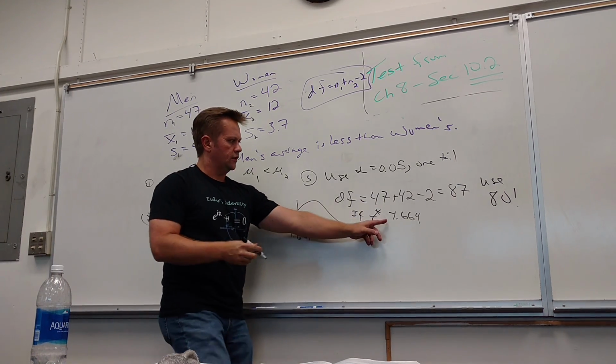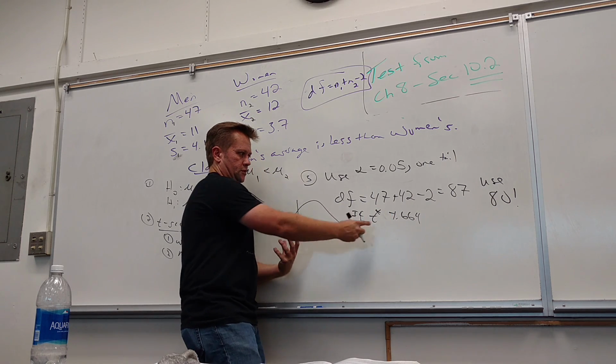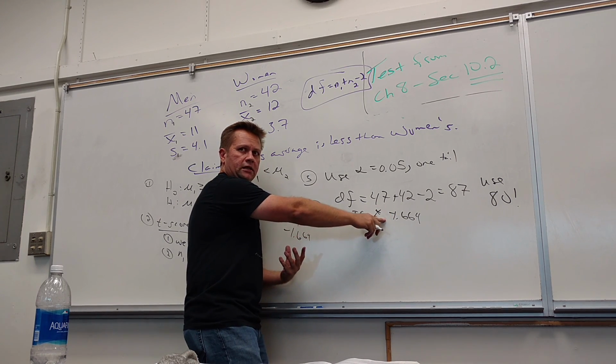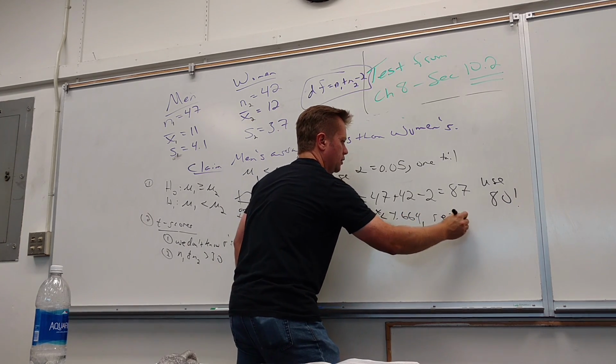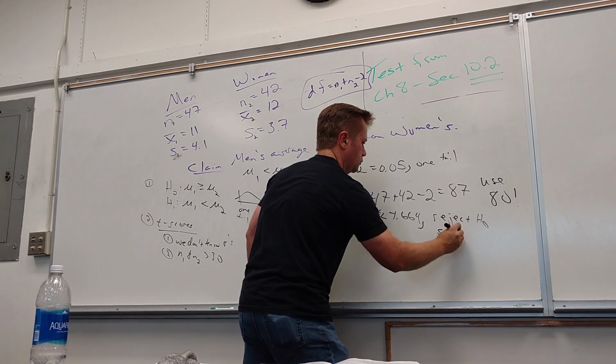So if T star is greater than, less than? Less than. We can do what? Reject the null. Support the H1.